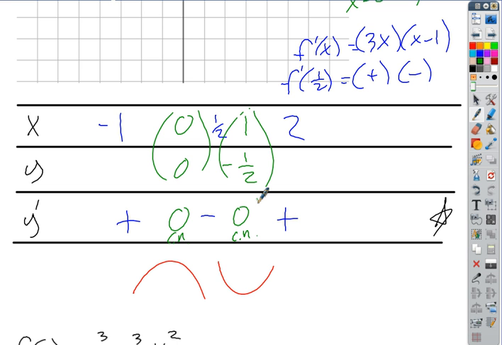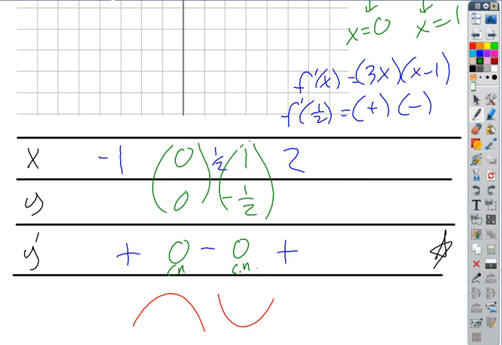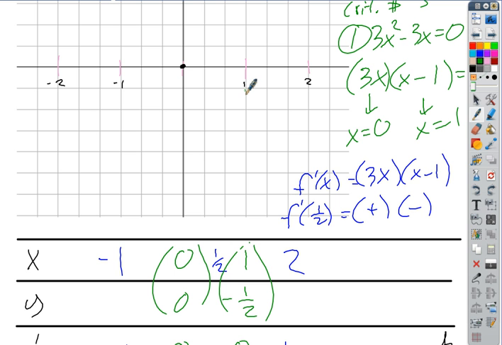And now we can go plot that point up here. It's right about there. And now we know what the curve looks like, right? We know that it's doing this. That's a basic sketch of our function.